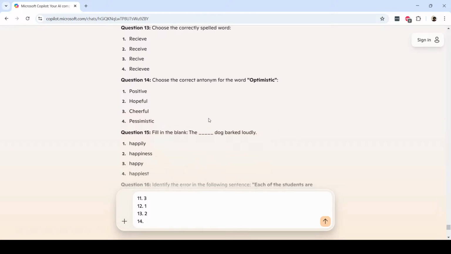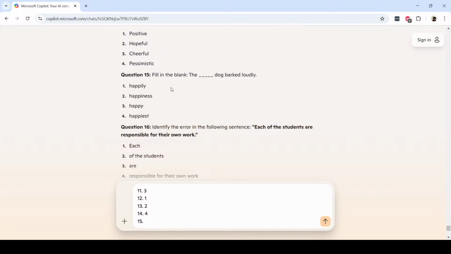Choose the correct antonym for the word optimistic. So, antonym is pessimistic. Fill in the blank. The happy dog barked loudly. The happiest dog barked loudly. The happily dog barked loudly. Happily or happy? The happily, no. The and happily do not go together. So the happy dog.